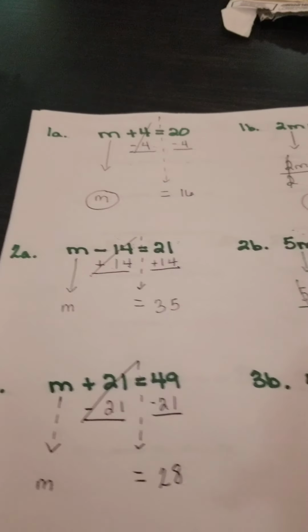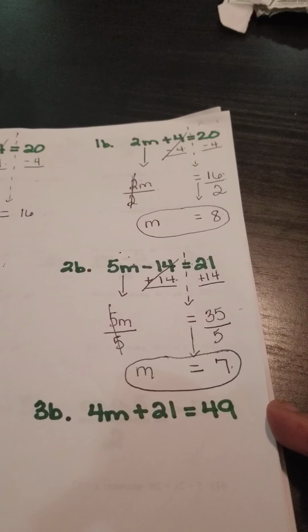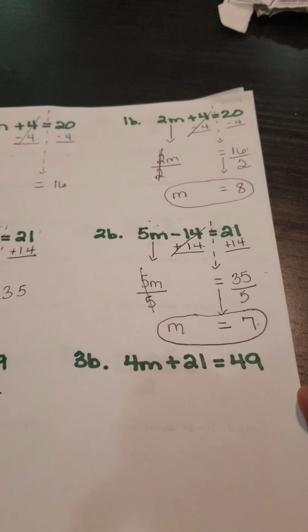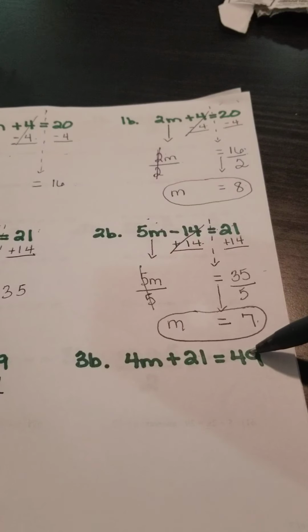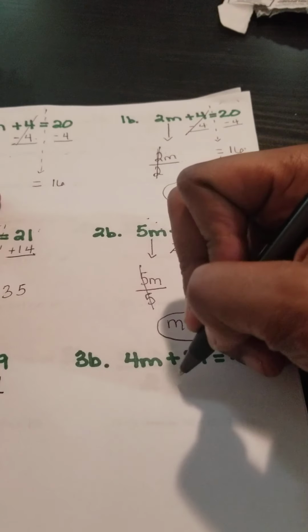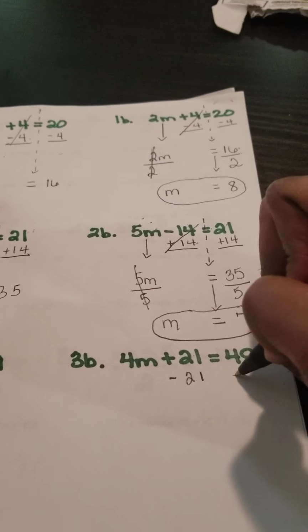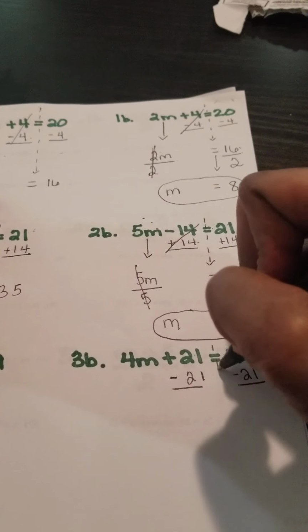Now, going to slide over to 2-step. Okay? We have 4m plus 21 equals 49. So we're going to start it the same way we started our 1-step. We're going to do the opposite, which is subtract 21 from both sides. Here's my barrier there.